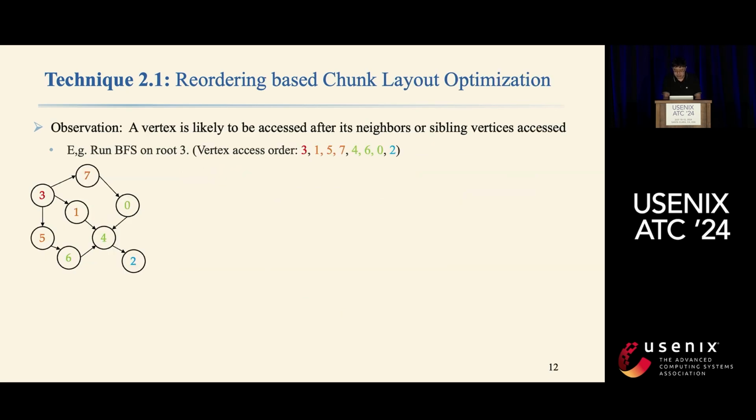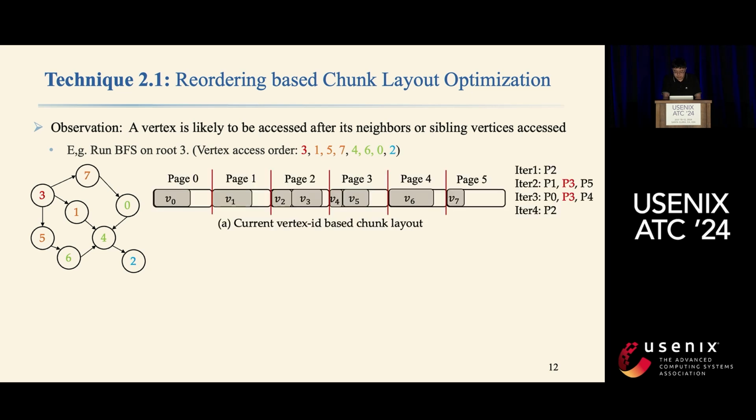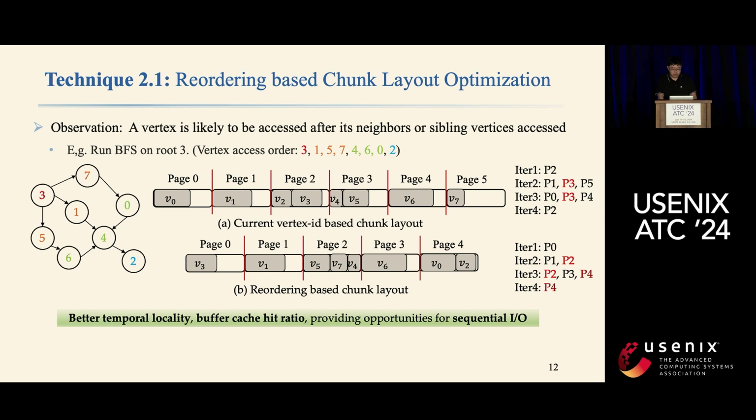The second technique targets optimizing the layout of vertices. For some specific algorithms, if a vertex is accessed, its neighbor or sibling vertices are likely to be accessed in the next iteration. For example, if we run breadth first search on the graph below, it takes 4 iterations to complete the algorithm. If we arrange the vertices according to their ID, the page access is relatively random between iterations. And if we change the layout according to the topological information, the page accesses show better locality and I/O efficiency.